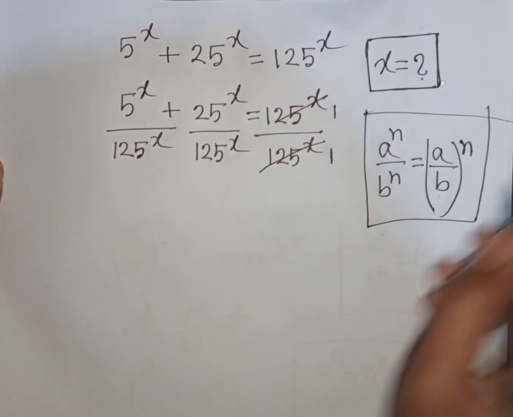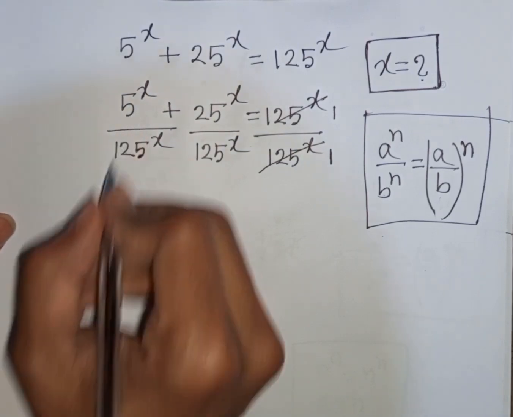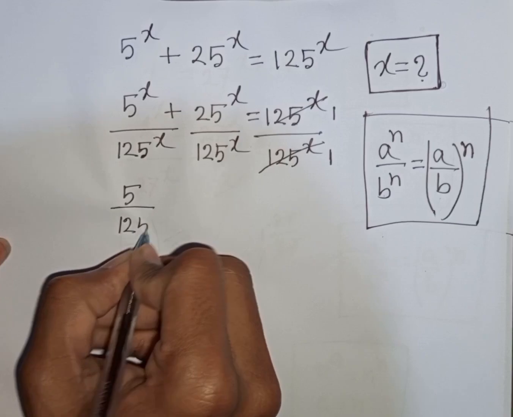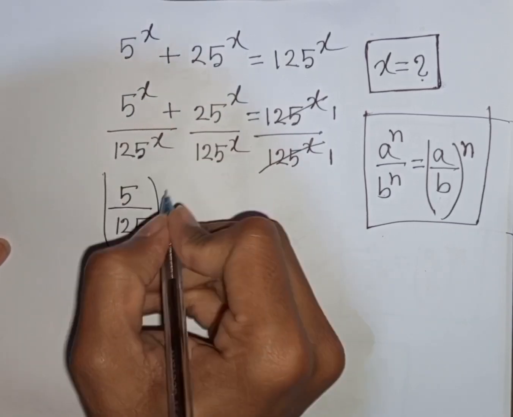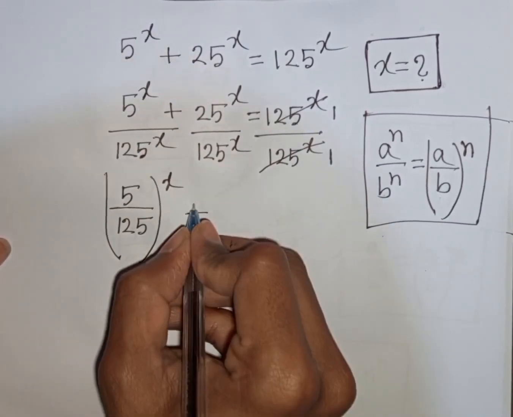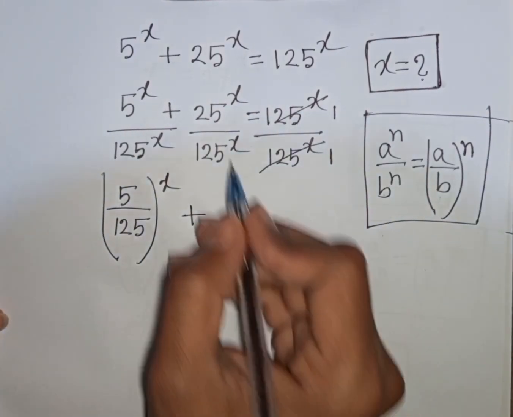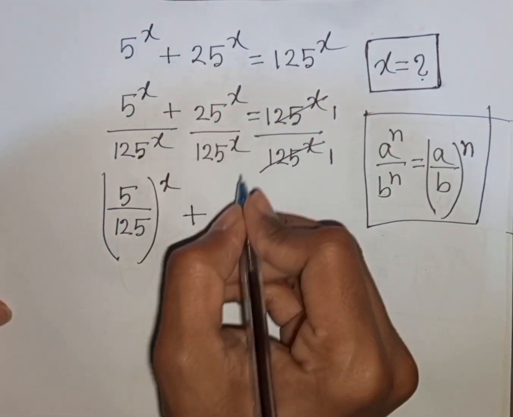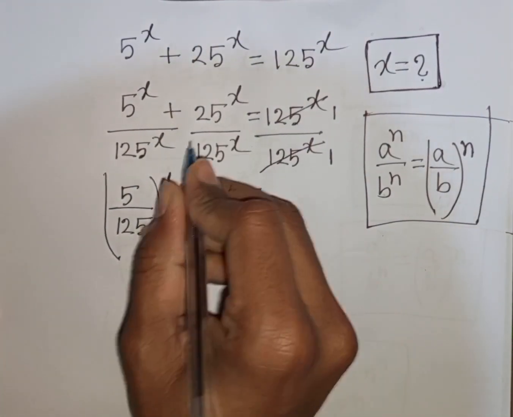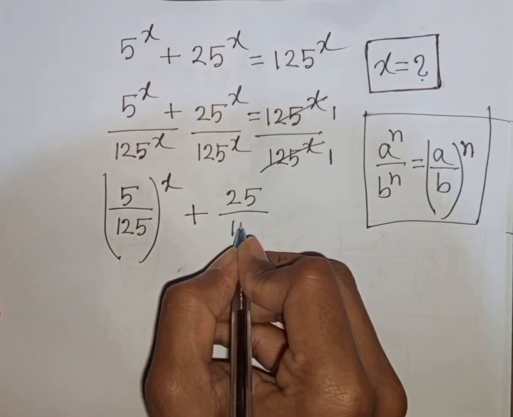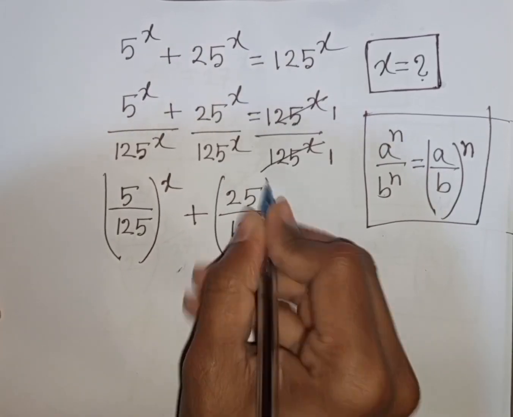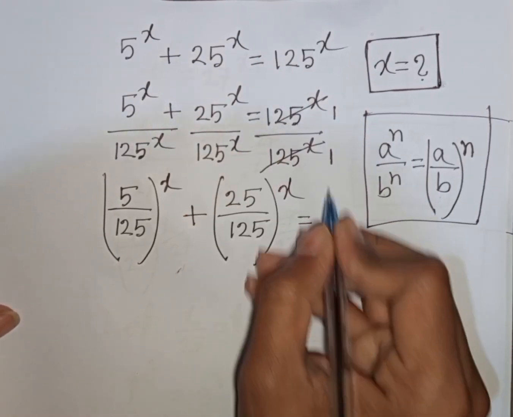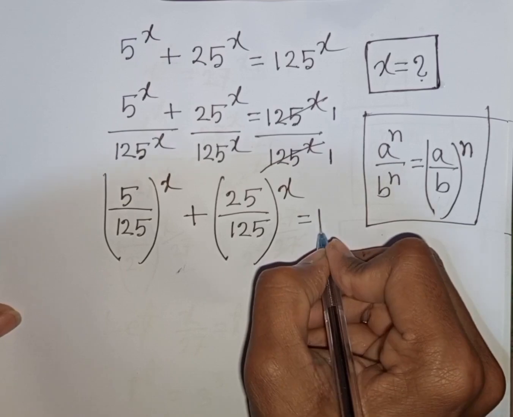So according to this exponential rule, we can write here (5 over 125) bracket common power x plus, again, same power but different bases. According to this formula we can write (25 over 125) bracket common power x is equal to 1 divided by 1, that means it will be 1.